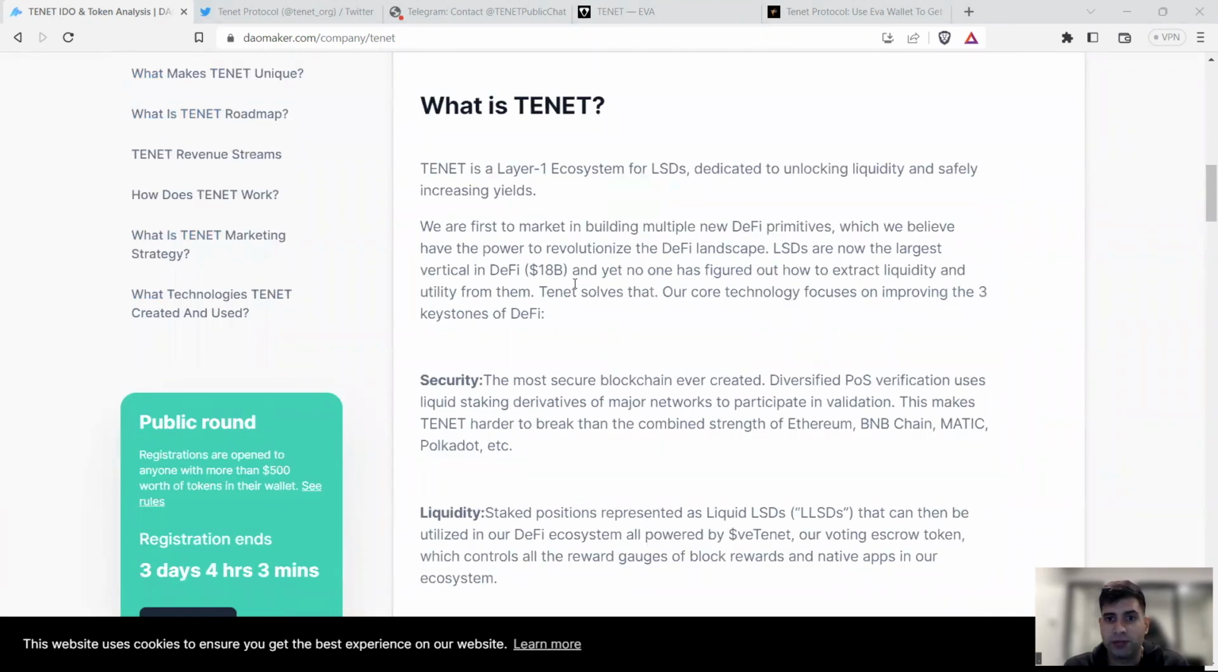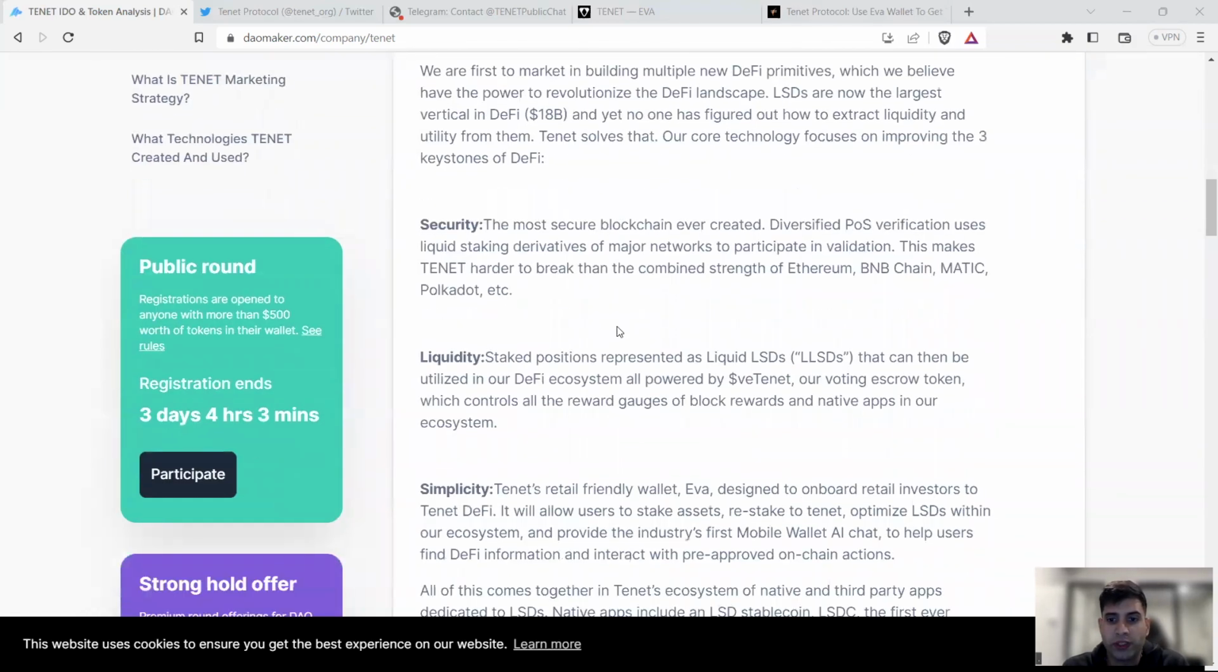Currently we have this project as the largest vertical in the $18 billion DeFi industry, and no one has really figured out how to extract the full liquidity and utility. So Tenet is trying to solve that with their technology. What's very important is they're the most secure blockchain. They're going to have diversified proof of staking verification, and it uses liquid staking, as I've mentioned, for most of the network to participate in the validation. That makes Tenet very hard to break when they combine the strength of BNB Chain, Matic, and Polkadot.